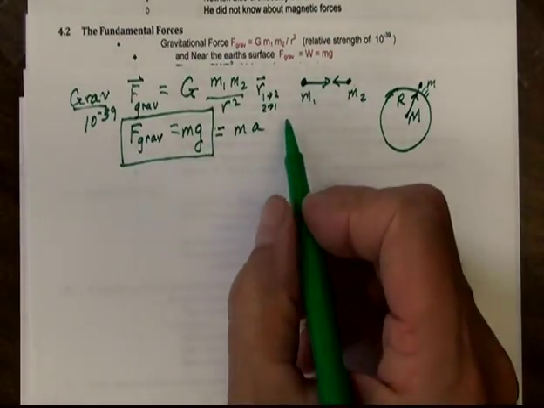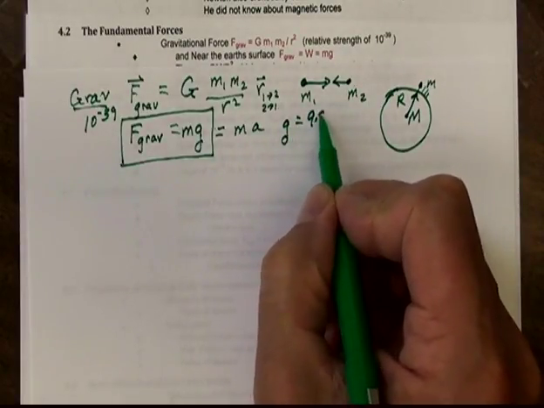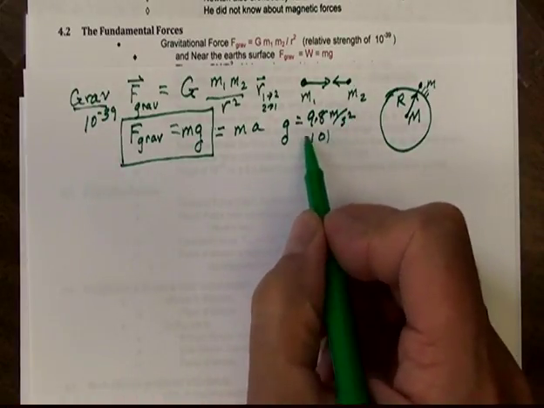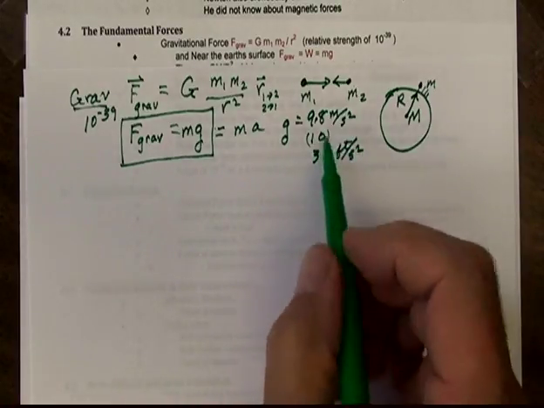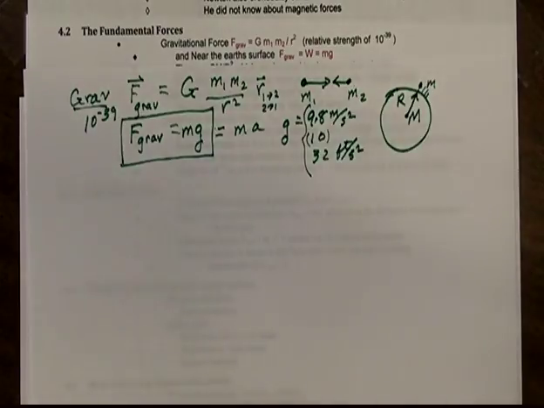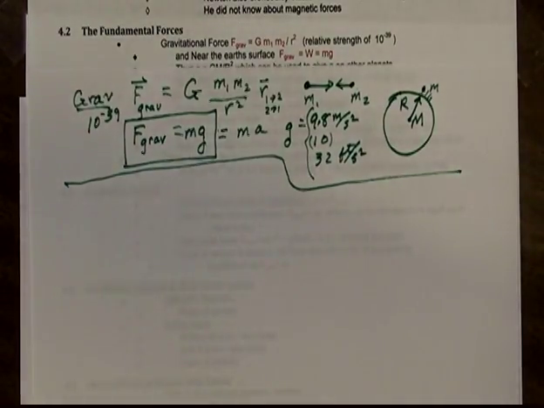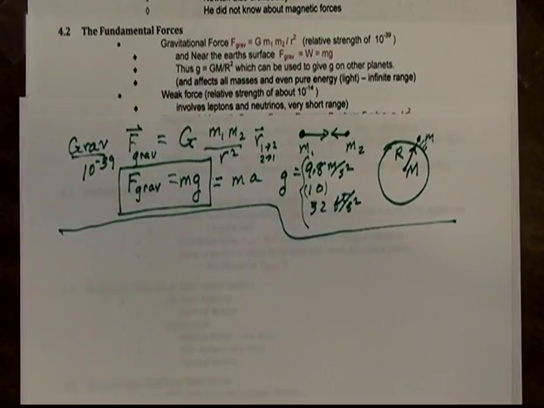And g, as we've mentioned already, has a value of 9.8 meters per second squared, which you must memorize, or approximately 10, or 32 feet per second squared, which you also must memorize. We will use 10 for most of our problems just to give us a fast calculation. That's the gravitational force. It's the weakest of all the forces. It affects every mass and even pulls on light itself, as we'll find out.